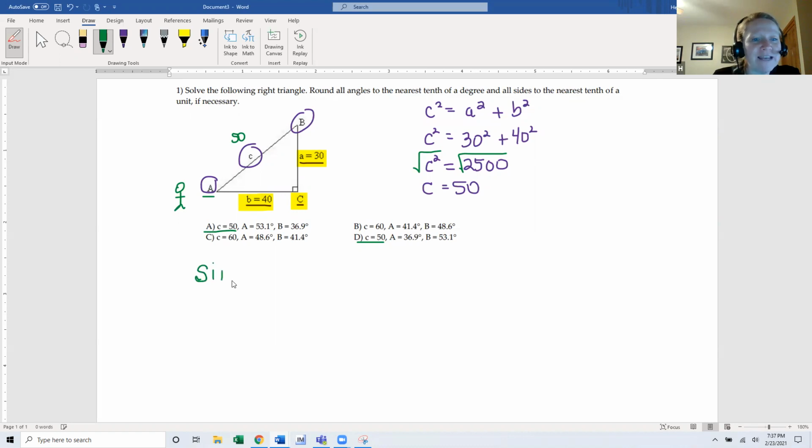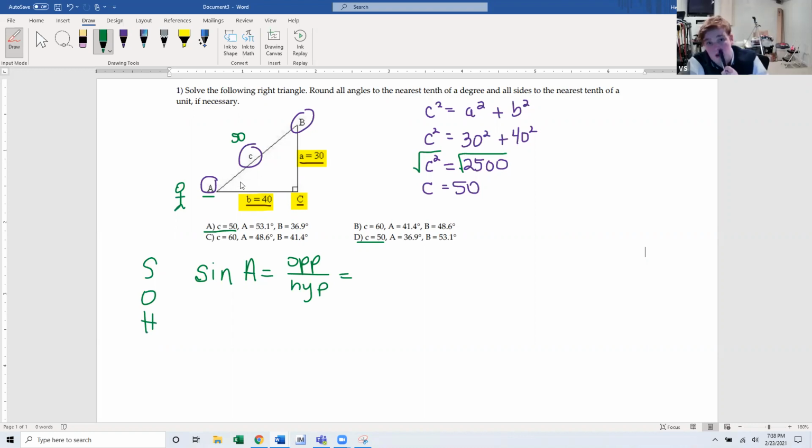So sine is SOH. Sine of angle A is equal to the opposite side from angle A over the hypotenuse. What is the side opposite angle A? Wouldn't it be C? Opposite, across from A.